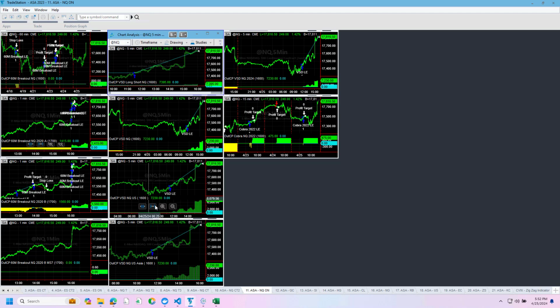You see the VSD trades here. This is workspace ASA, all strategy access, NQ, Nasdaq, and then overnight strategy. So these were the VSD strategies, actually capturing the move similar to a V reversal move. They captured that breakout before it even hit the highs.